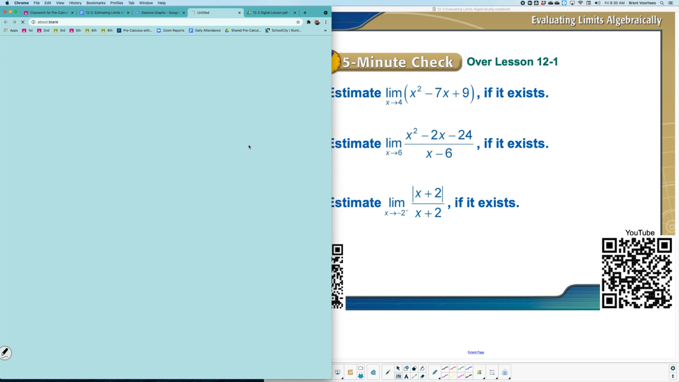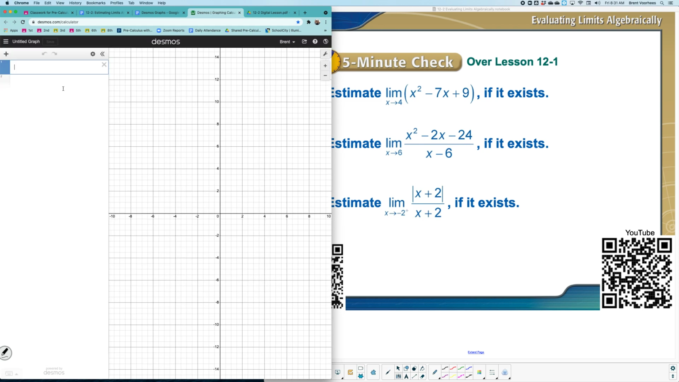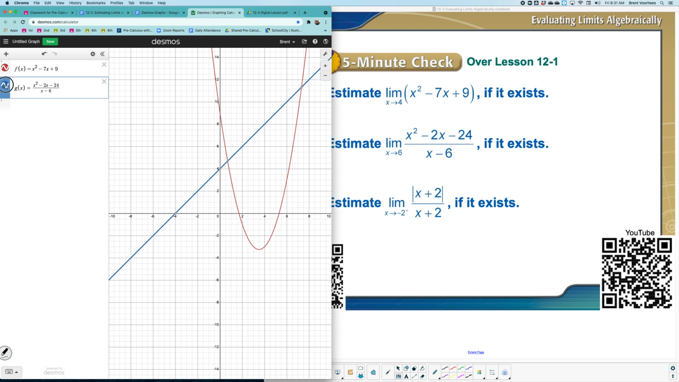So if we ever load up here, okay, finally, here we go. We're going to say f of x equals x squared minus 7x plus 9. I'm going to use that graph first. Secondly, I will use g of x equals the rational function x squared minus 2x minus 24 all over x minus 6. And then I'm going to turn that off because that'll be number 3. And then we'll have this, number 2.